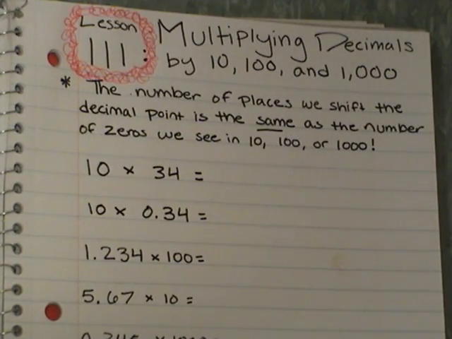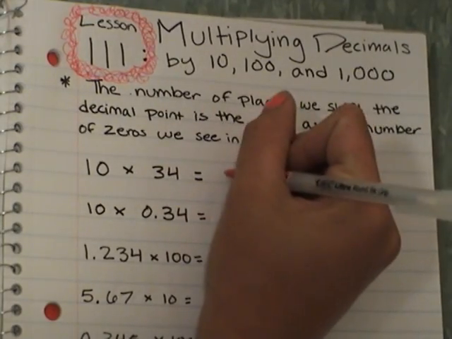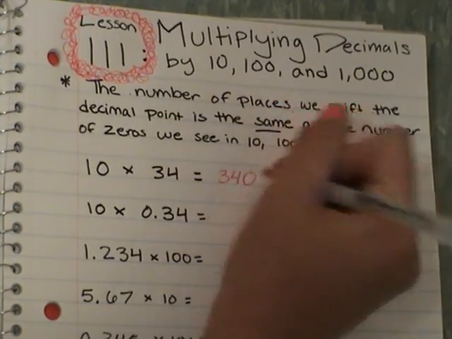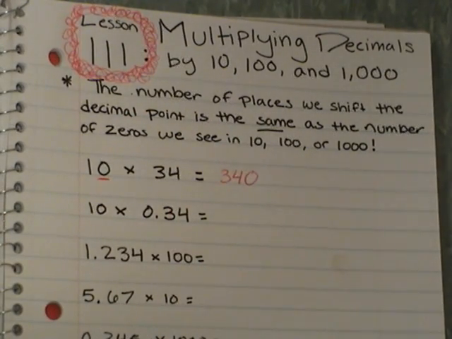This is something that we've been taught to do several times. When you have a whole number times a 10, or 100, or 1,000, you look at the number of zeros, and that is the number that you add on to the end of the whole number. So when I show you 10 times 34, you immediately know that this is 340. You have one 0 in 10, so you add one 0 onto the end of that 34.